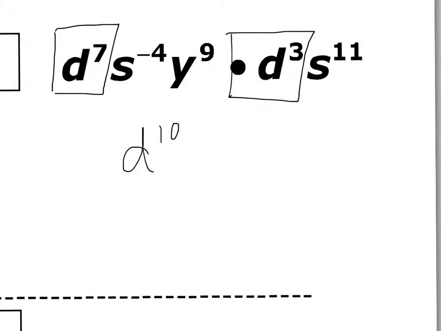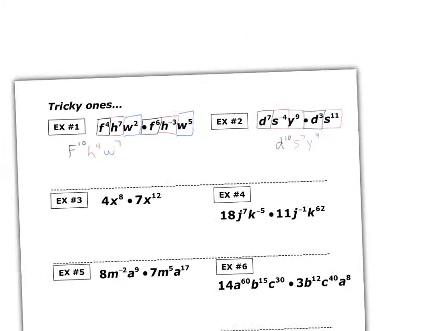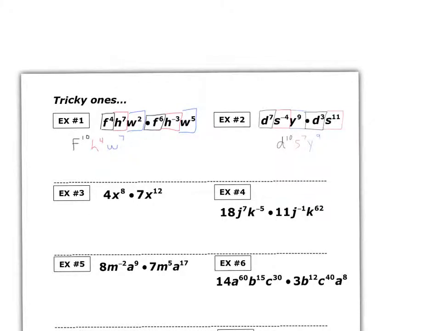And we'll use red for the s's. So we have negative 4 and 11 for the s's. Negative 4 plus 11 is 7, so we have s to the 7th. And then lastly, all you have left is your y to the 9th, so we can tack that on the end. Okay, so you should get the hang of these pretty quick. They're not too bad at all.